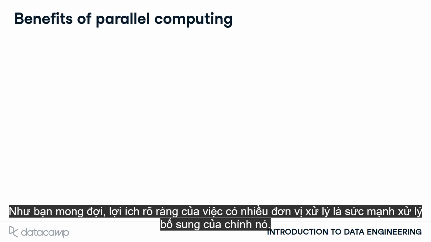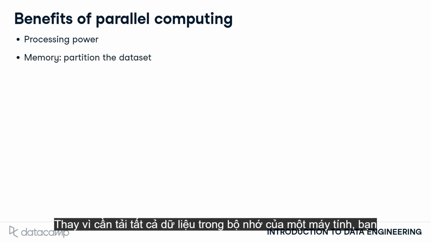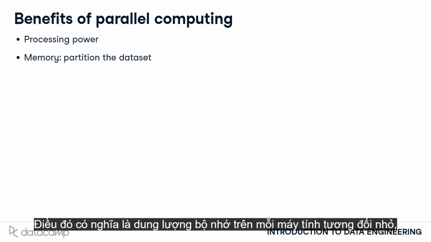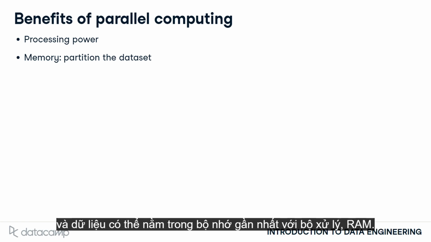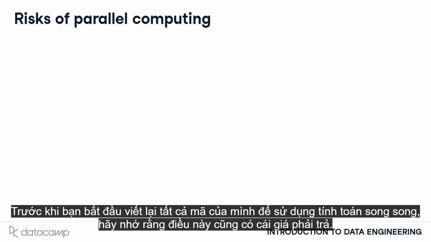As you'd expect, the obvious benefit of having multiple processing units is the extra processing power itself. However, there is another and potentially more impactful benefit of parallel computing for big data. Instead of needing to load all of the data in one computer's memory, you can partition the data and load the subsets into memory of different computers. That means the memory footprint per computer is relatively small, and the data can fit in the memory closest to the processor, the RAM. Before you start rewriting all your code to use parallel computing, keep in mind that this also comes at its cost.